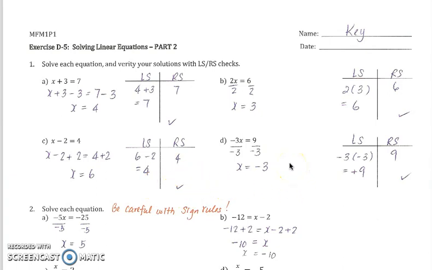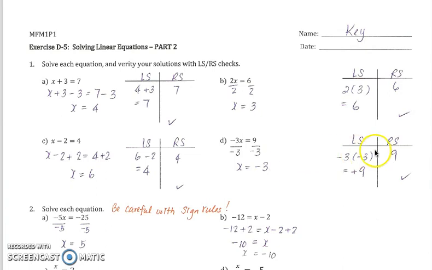D. Negative 3x equals 9. So we have a multiplication here. We need to divide by negative 3 on both sides of the equation to isolate x. Now x is positive 9 divided by negative 3. A positive number divided by a negative number turns negative. Okay, so we found x is negative 3.